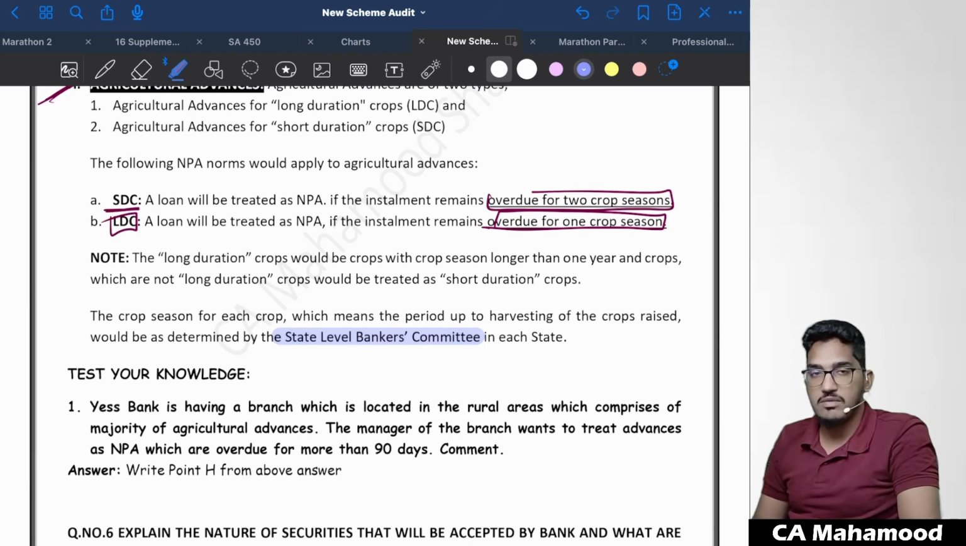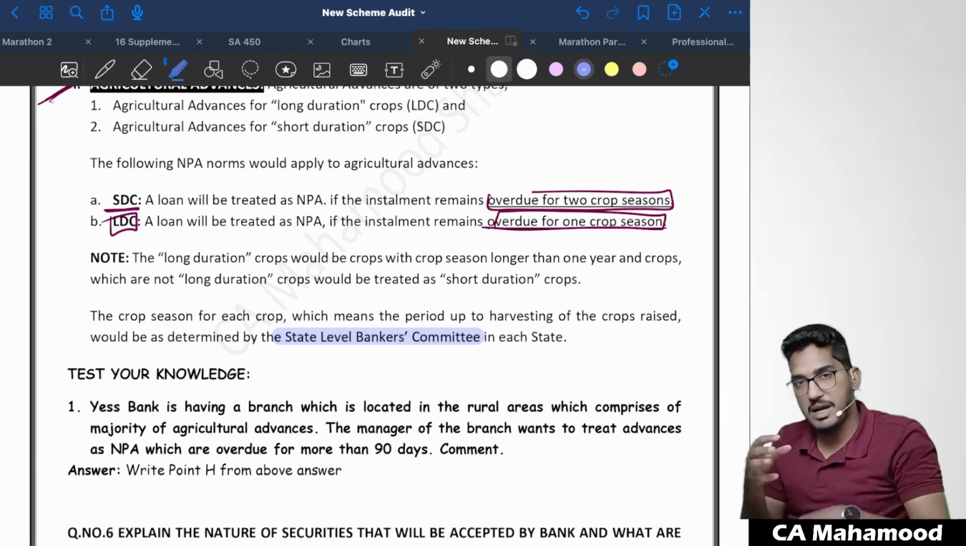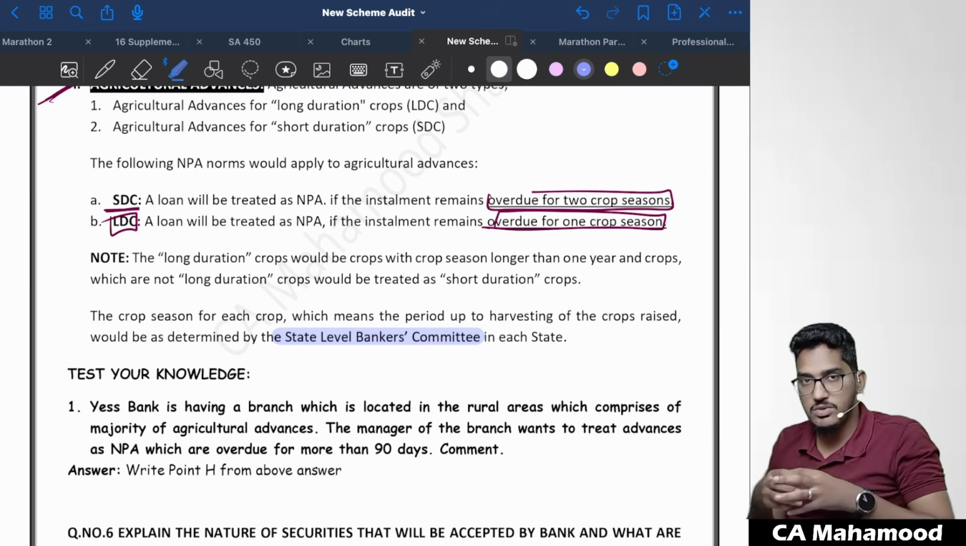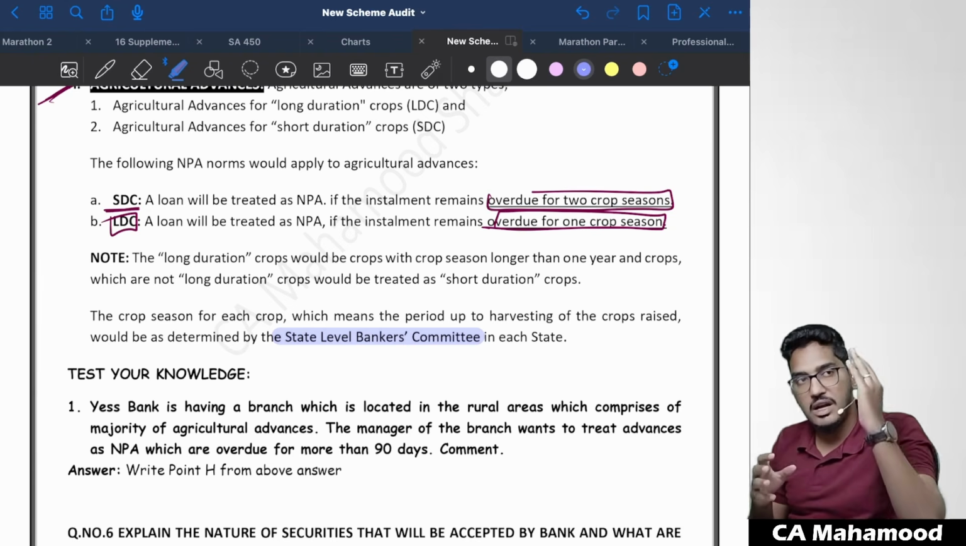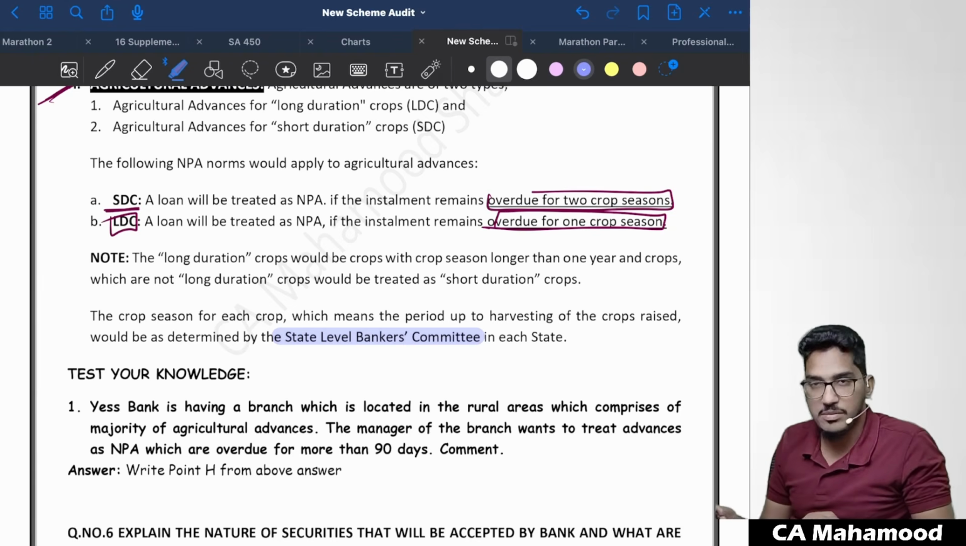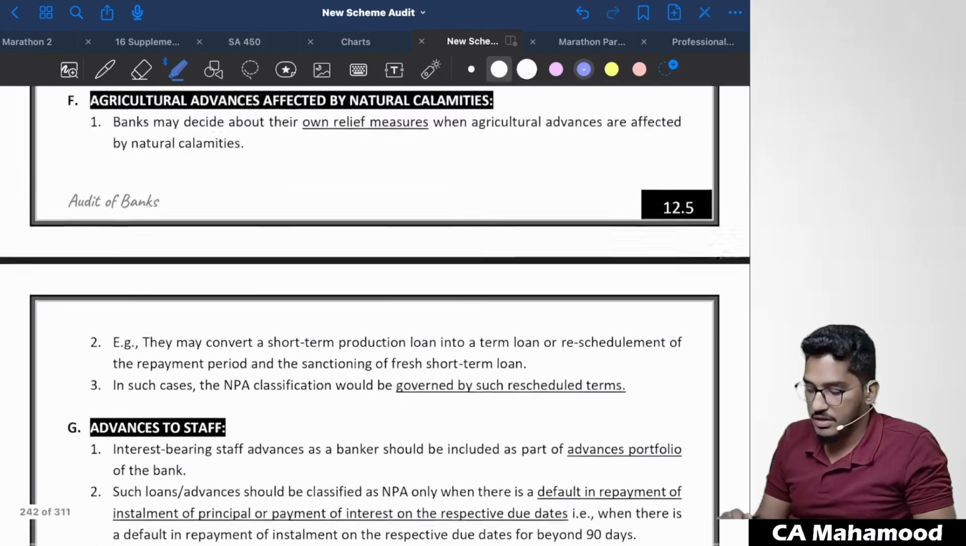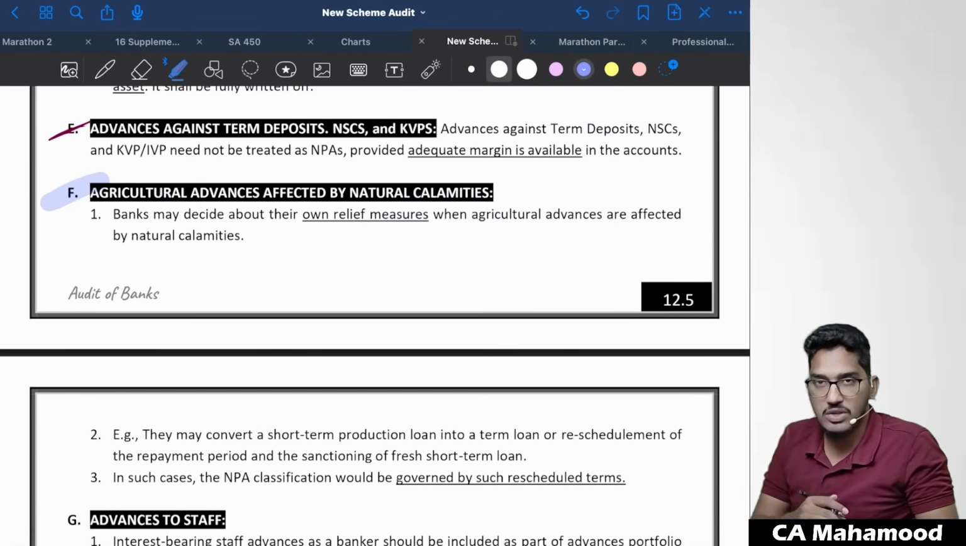In each state there will be a state level bankers committee. In that committee, bankers also will be there, and farmers' representatives also will be there. They will decide the crop season. That decision will be final. State level bankers committee will decide. Then we have agricultural advances affected by natural calamities.